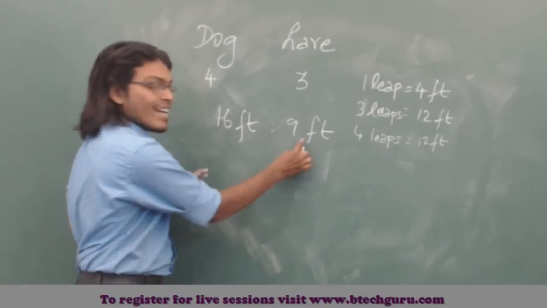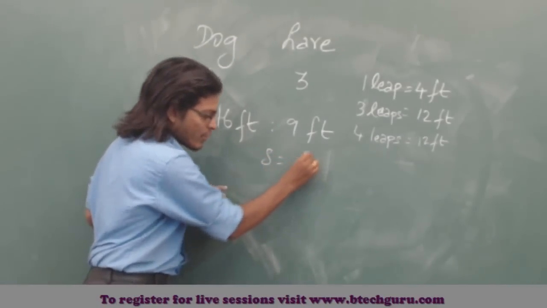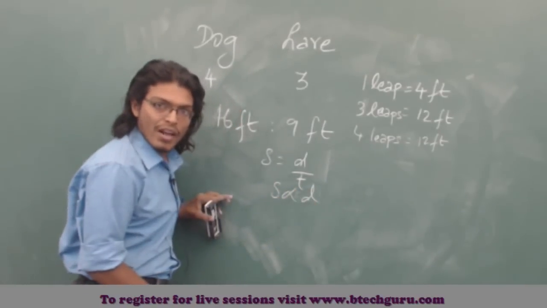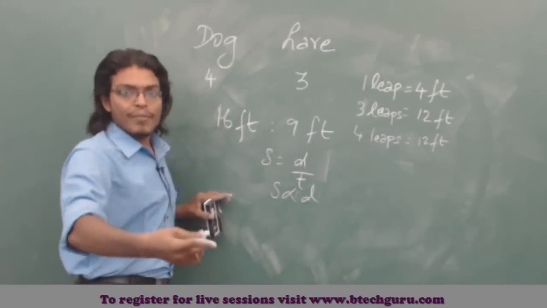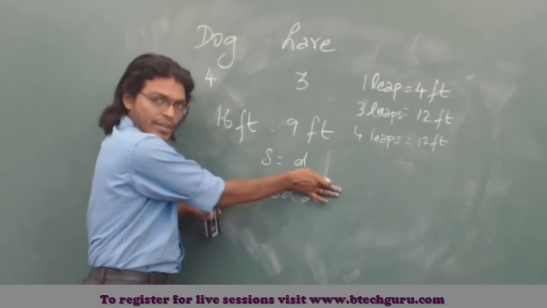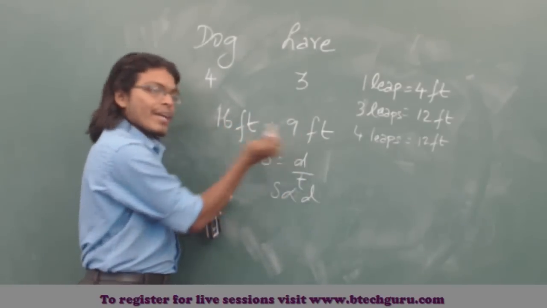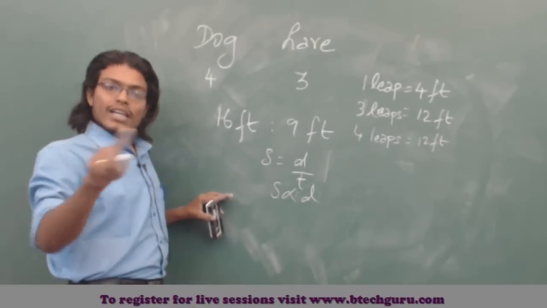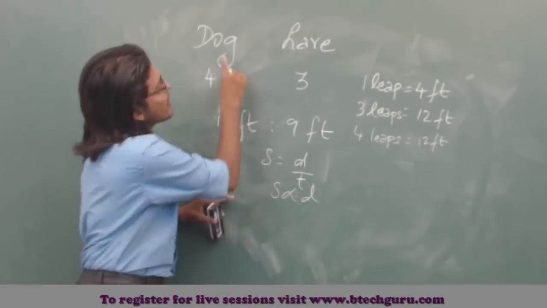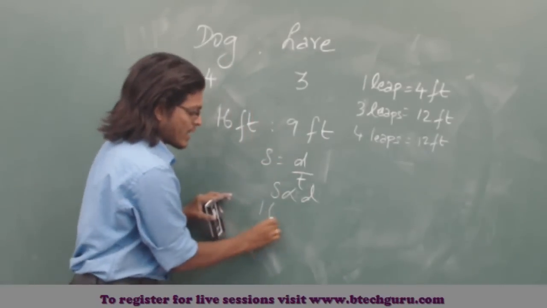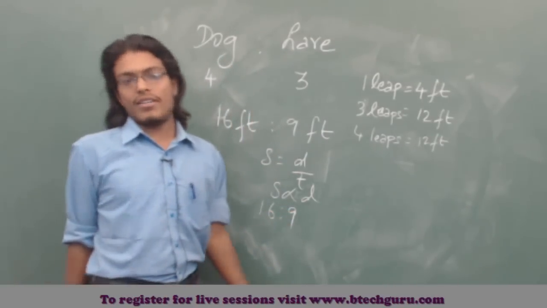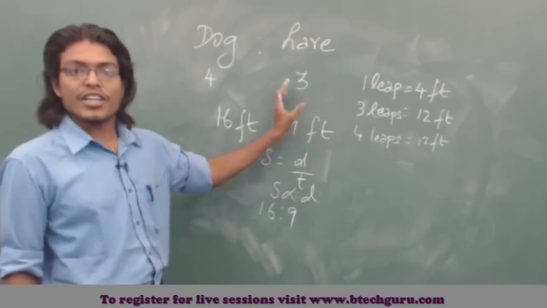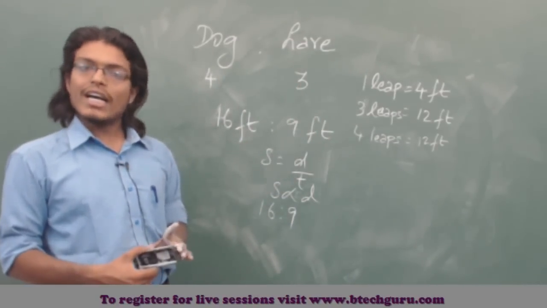This is the distance. Speed is equal to distance by time. So speed is directly proportional to the distance, right? They both are doing it in the same time, so time remains constant, right? So you can take the same distance ratio as the speed ratio. The question is to compare their speed. So the speed ratio between dog and hare is 16:9. So 16:9 is the speed comparison ratio between the dog and the hare.